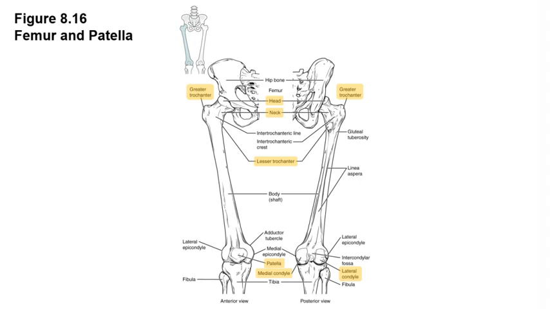Figure 8.16 examines the various structures of the femur from the anterior view on the left and the posterior view on the right. At the proximal end of the femur are the head, the neck, and the greater and lesser trochanters, with the greater trochanter being laterally positioned and the lesser trochanter positioned mostly on the posterior aspect. Distally, the medial and lateral condyles form the knee joint with the tibia.